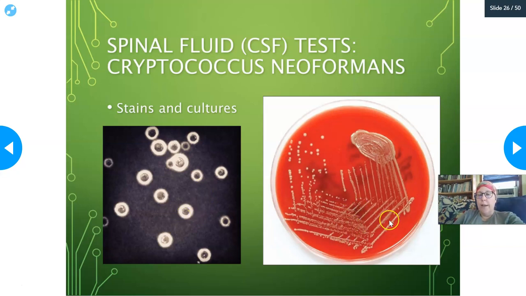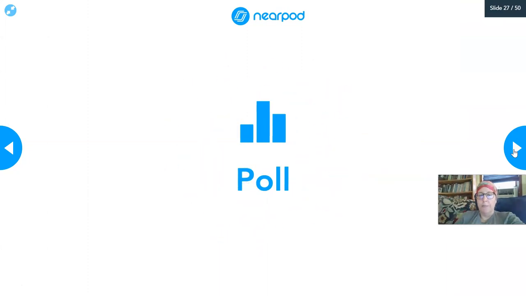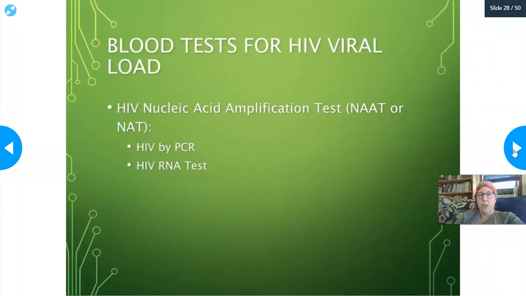And then when you plate it on a blood agar plate, so you can see the streak plate pattern here, these little pinpoint colonies are pretty typical of it. A little kind of waxy looking. Okay, so these tests that I just showed you in that previous slide, are they phenotypic, immunologic, or genotypic? So pick that little application there.